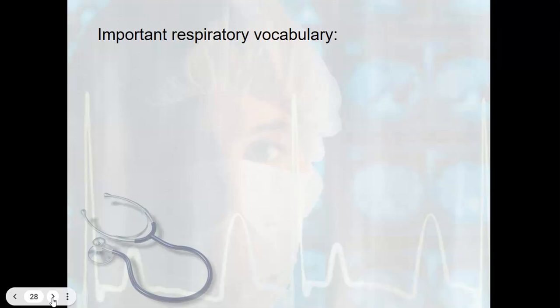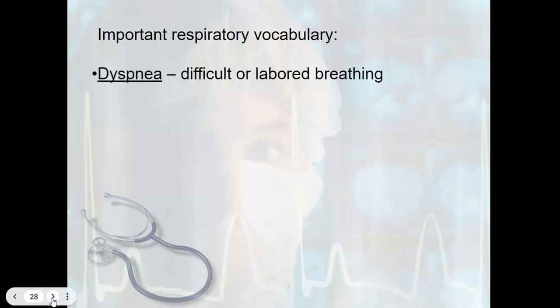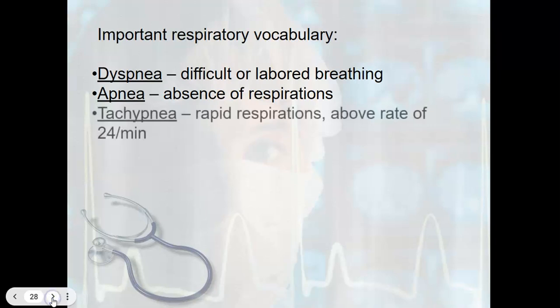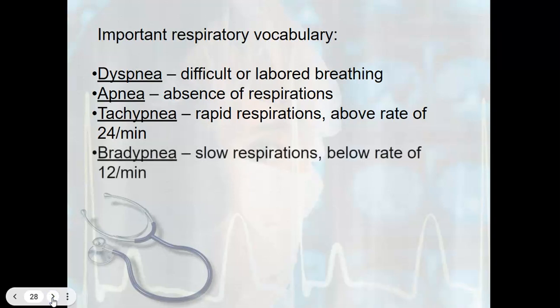So here are a few important respiratory vocabulary. Dyspnea, we had in our last unit, that's difficult or labored breathing. Apnea, that's the absence of respirations. Tachypnea, you already know that tachy, T-A-C-H-Y, means fast. So tachypnea is rapid respirations, that's above 24 a minute. Bradypnea, you already know that brady means slow. So bradypnea means slow respirations below the rate of 12.